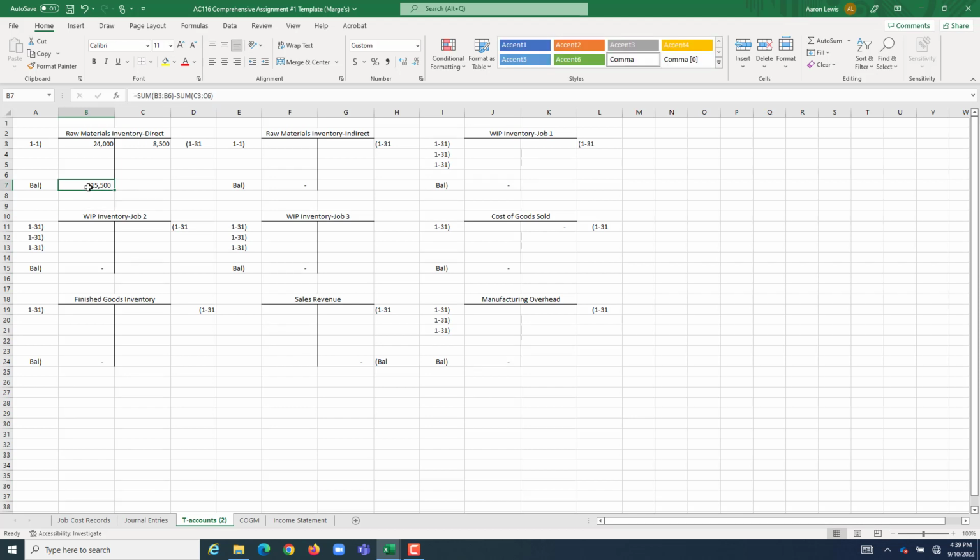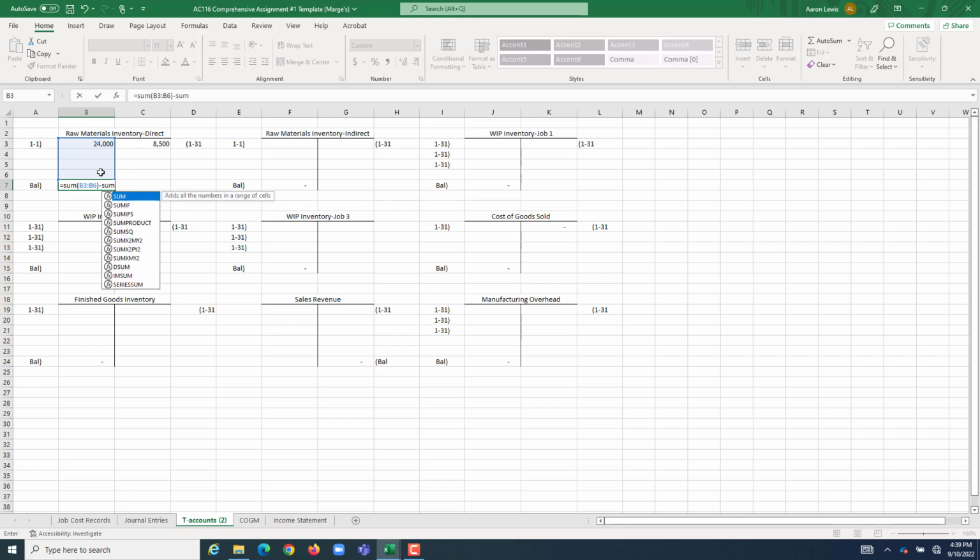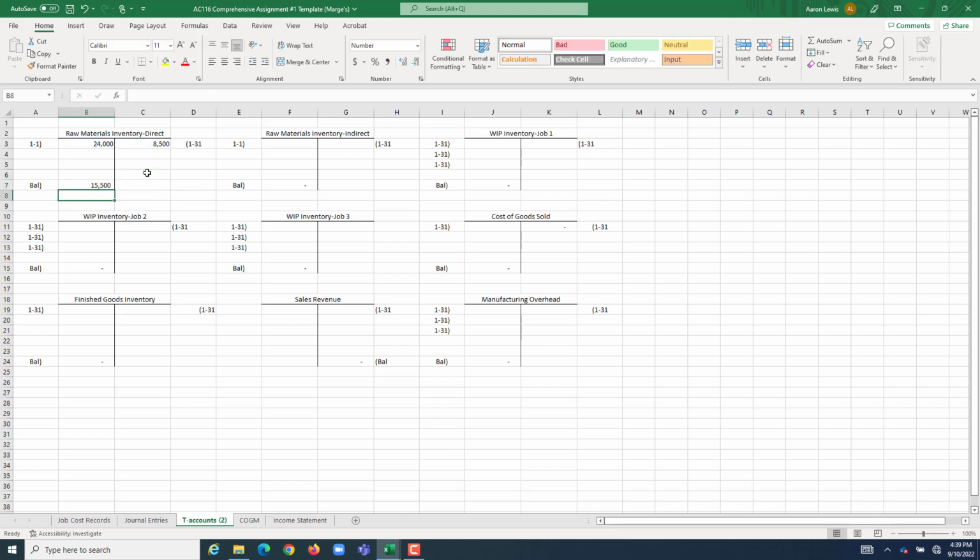Deleting this out and starting from the get-go, this is going to equal the sum, open a parenthesis, of all of the debits that we have, close the first parenthesis, minus the sum, open a second parenthesis, of all of the credits that we have, and close the parenthesis. And that is how I got to $15,500. All of your inventory accounts, be it raw materials, WIP, or finished goods, will all work that way.